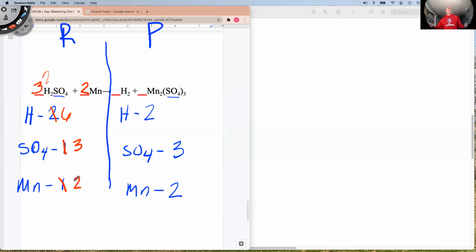Well, it looks like the hydrogens are off. I have 6 hydrogens on the reactant side, 2 hydrogens on the product side. How can I multiply 2 to get a 6? I'm going to multiply that by 3, because 3 times 2 equals 6. And now I have 6 hydrogens, 3 sulfates, and 2 manganese. Then I have to write in right here, I don't want to change this, so I need to put a 1.